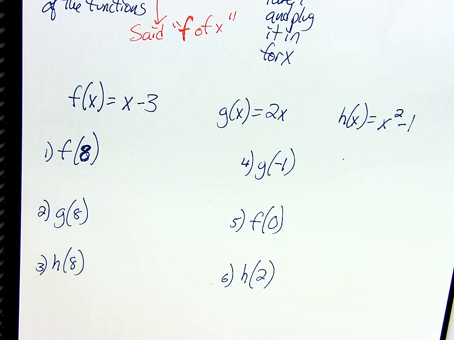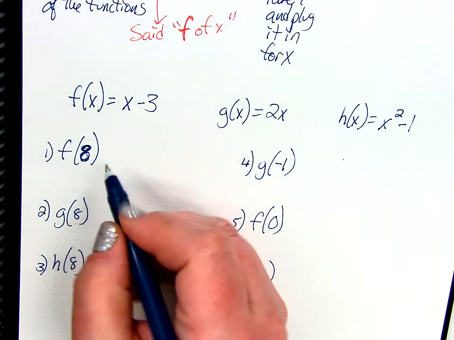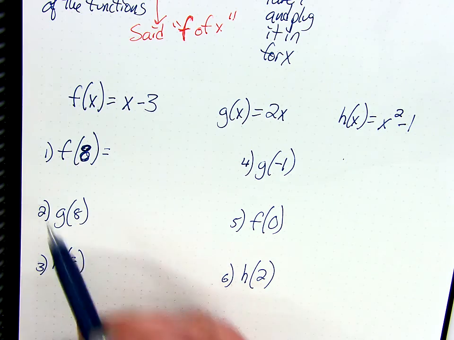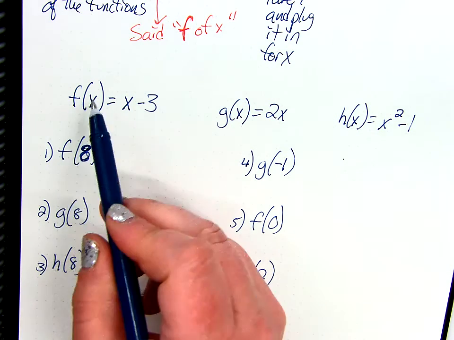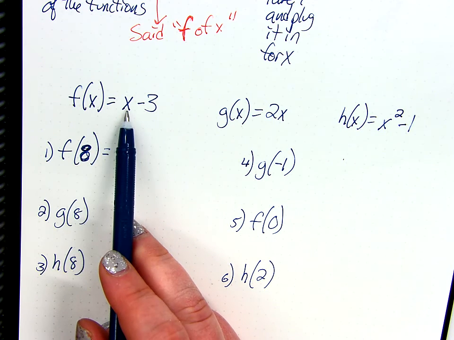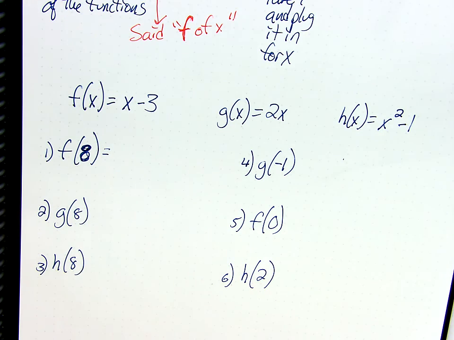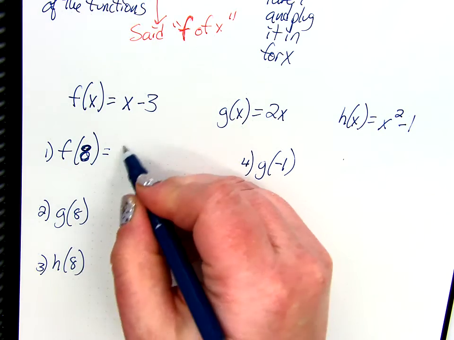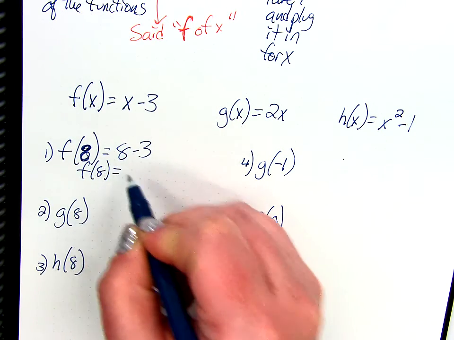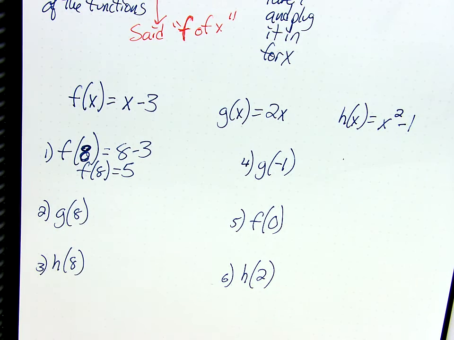Okay, so these are all different problems. So here's what we're going to do. When I want to do f of 8, because I have the letter f there, that means I'm going to use this one. So all I have to do is put the 8 in for x and do 8 minus 3. So f of 8 is just 5, and you're done. That's all you do. You only handle the right-hand side. You don't do anything on the left.